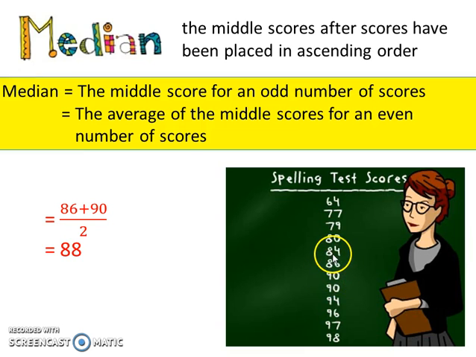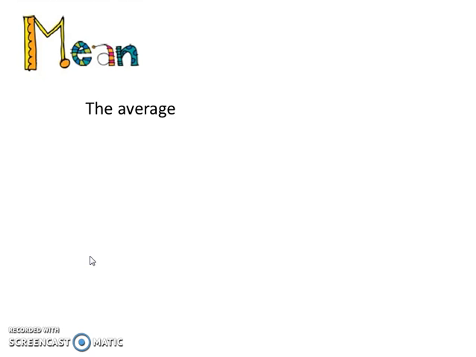So if you have a look here, you've got 5 scores up here, and also another 5 scores down here. So as you cross them out, you've got these 2 in the middle. So what we do is we find the average of them, add them up and divide it by 2. So we would say the median is 88. So sometimes the median actually isn't one of the scores that's listed. You can see here there's no actual score of 88, but it tells us that the middle score in terms of the numbers would be 88.